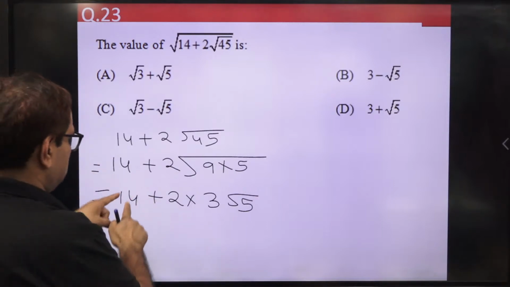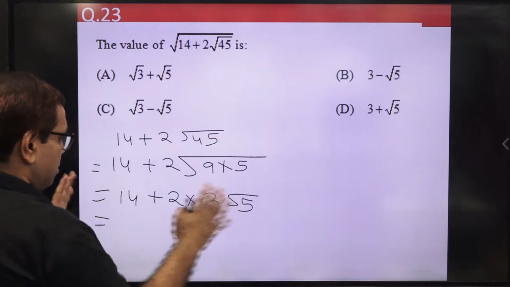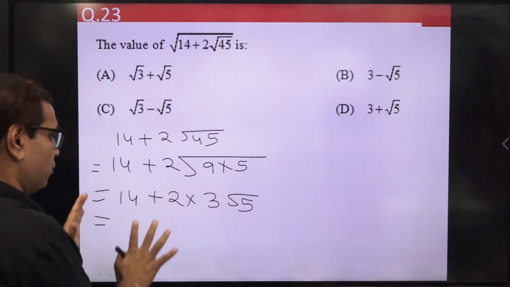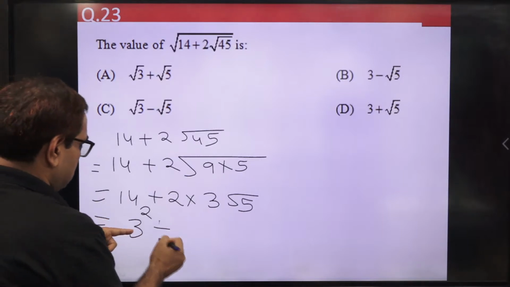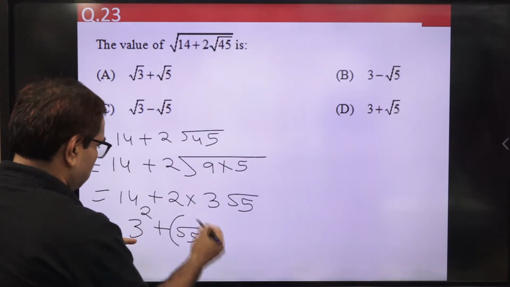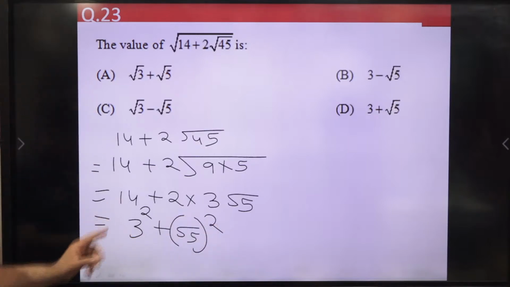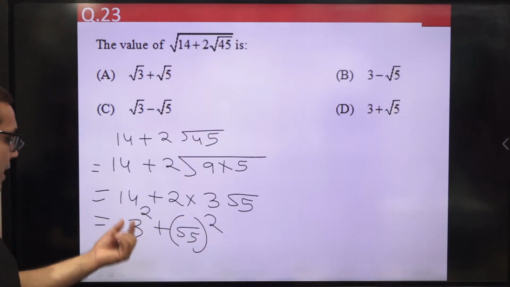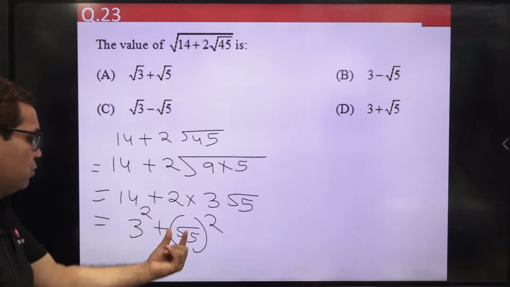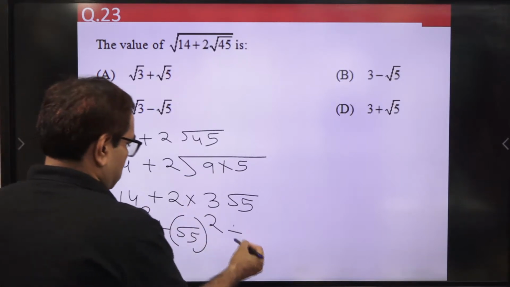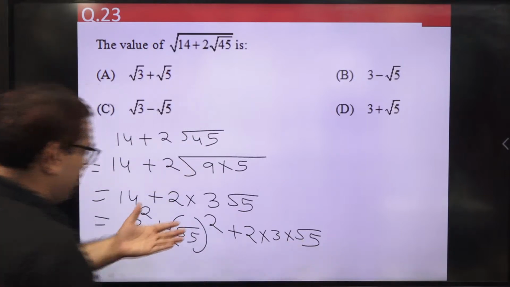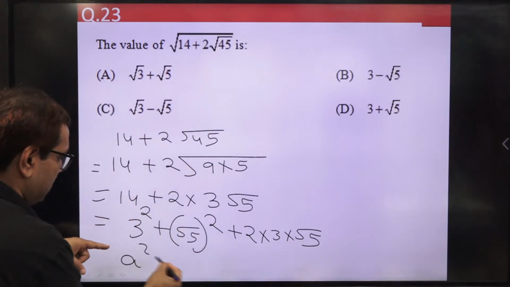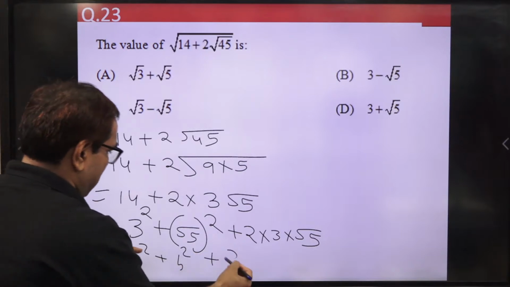Another approach is just to use common sense. We know that this is 14, so 5 here. 9 plus 5, we know, is 14. So 9 is 3 square, plus root 5 square. We can write this 14 as 9 plus 5. So 9, 3 square, is 9 plus root 5 square plus 2 into 3 into root 5. So we have converted this into a square plus b square plus 2ab.